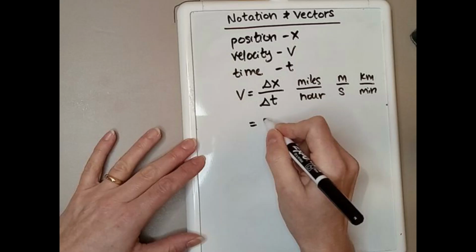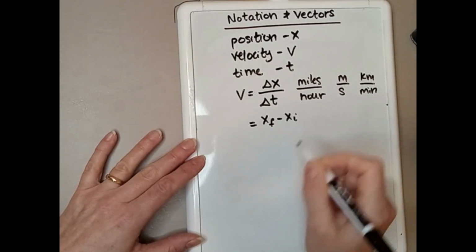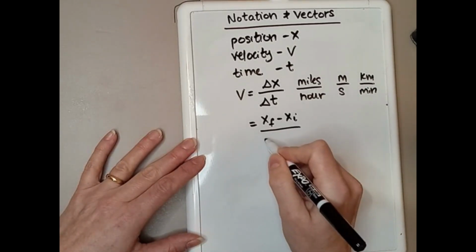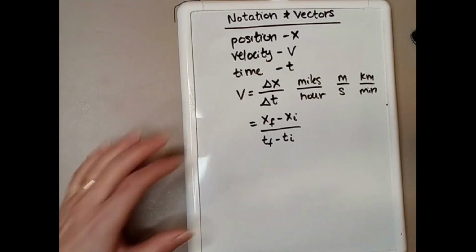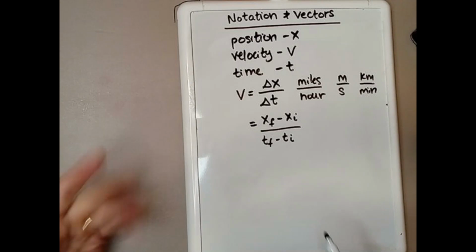And we know that delta x is x final minus x initial. And same thing with delta time, will be t final minus t initial. T initial is almost always going to be 0 because you're always going to be starting your clock at time 0, but it could be anything. So this is the breakdown for velocity.